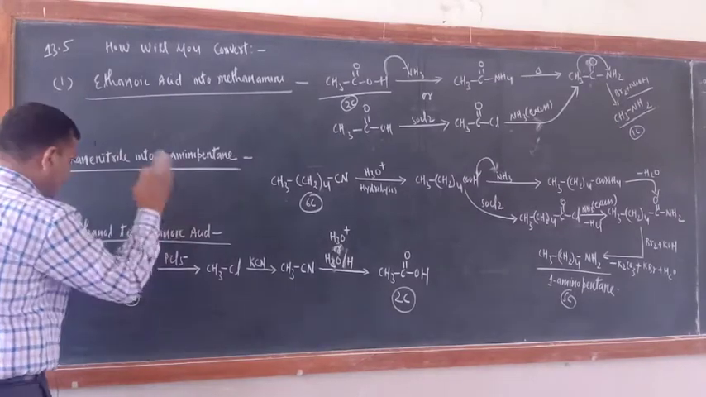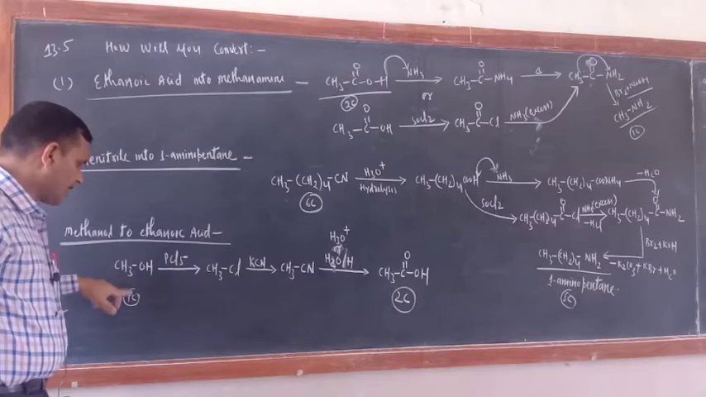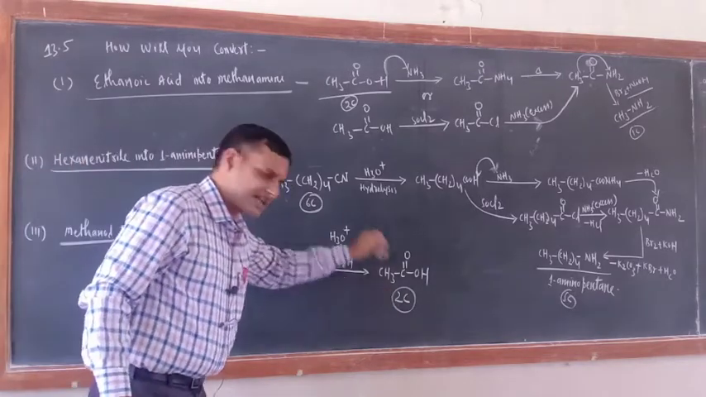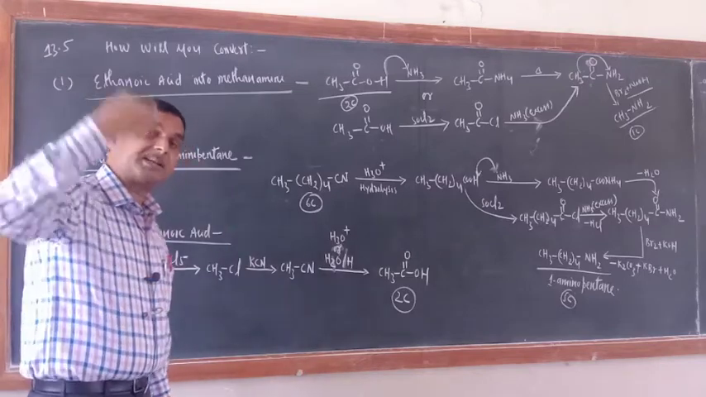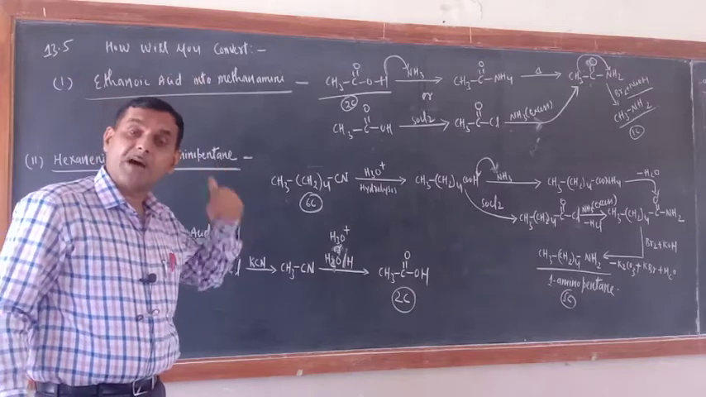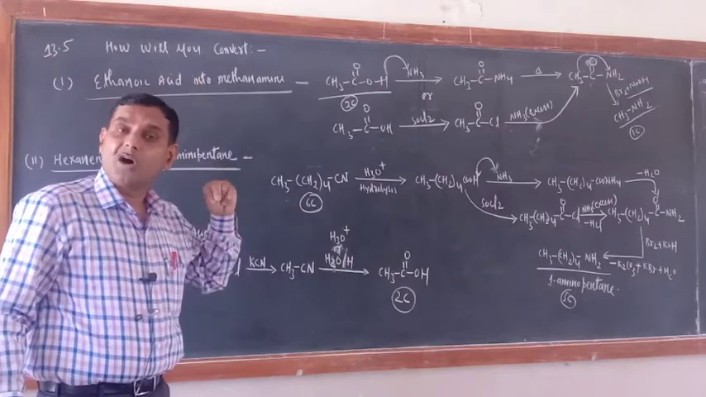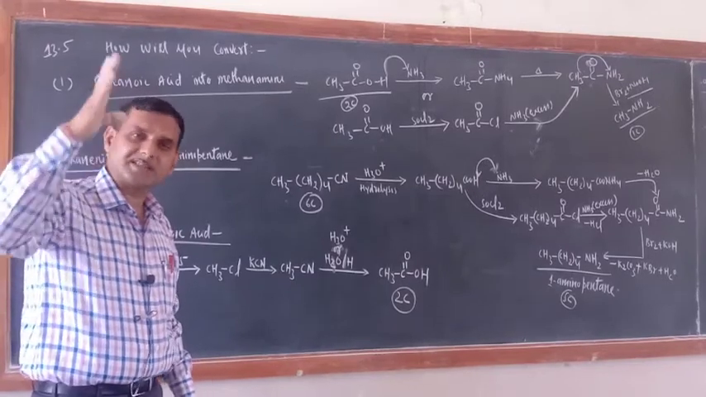Methanol to ethanoic acid. Methanol. Okay. And just see what is the problem. Here 1 carbon atom, but in ethanoic acid 2 carbon atoms. So this is an example of ascent of series. Ascent of series means the number of carbon atoms should be increased. And for increasing the number of carbon atoms, reaction with KCN is a must.